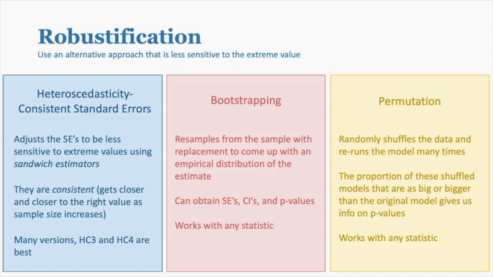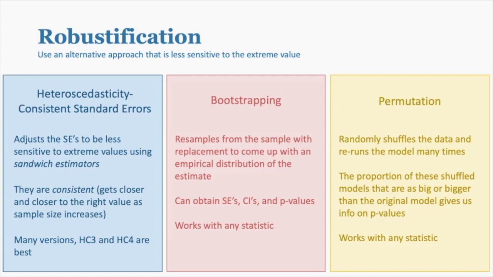Then the last one, permutation, randomly shuffles the data and reruns the model many times to find essentially what the null situation would look like. So if we were actually living in a world where there was no effect, permutation would show us what that world would look like, what kind of results we potentially could get in that world. Then we compare our real result to that world and see if it lines up very much. And again, it works with any statistic.